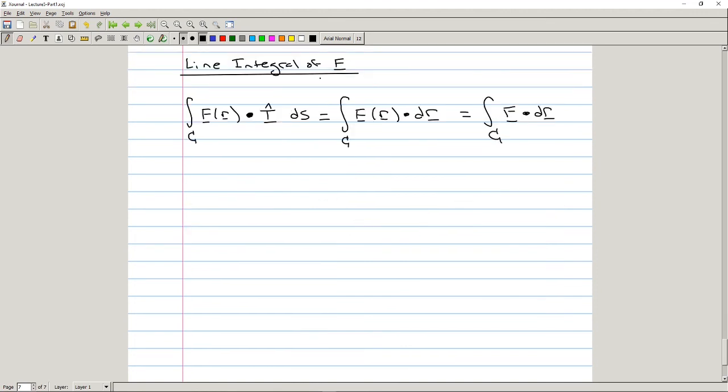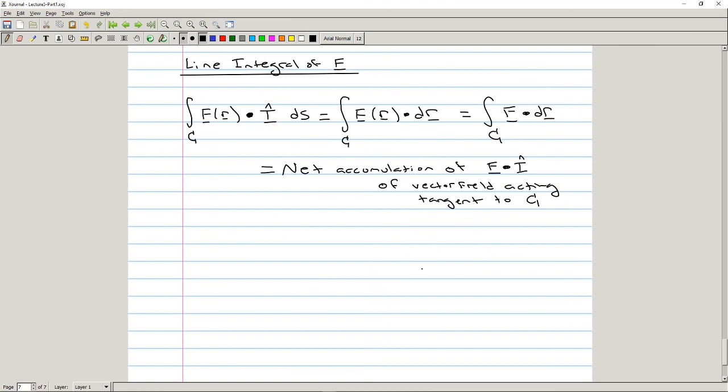And really what this is giving you is a measurement of the net accumulation of the vector field f dot t hat, or the net accumulation of the vector field acting tangent to C. You could think of it in a rotating sense: the net accumulation or effect of the vector field rotating in the direction of the curve.